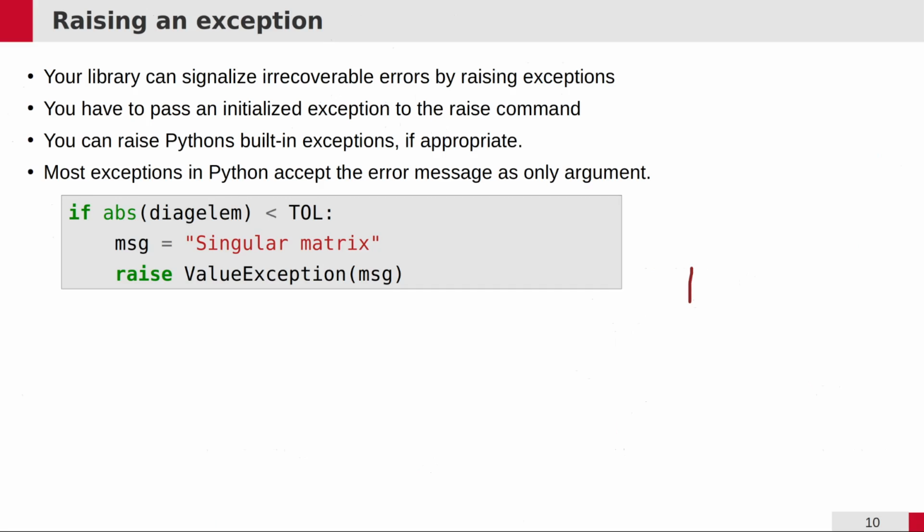Now, how can we raise an exception ourselves? This is also quite easy to do. Let's assume we have a linear solver, a solver of a linear system of equations, and we are investigating a certain condition. If this condition is true, it turns out our matrix is singular, and then we cannot solve the linear system of equations. So we want to return from the solver function.